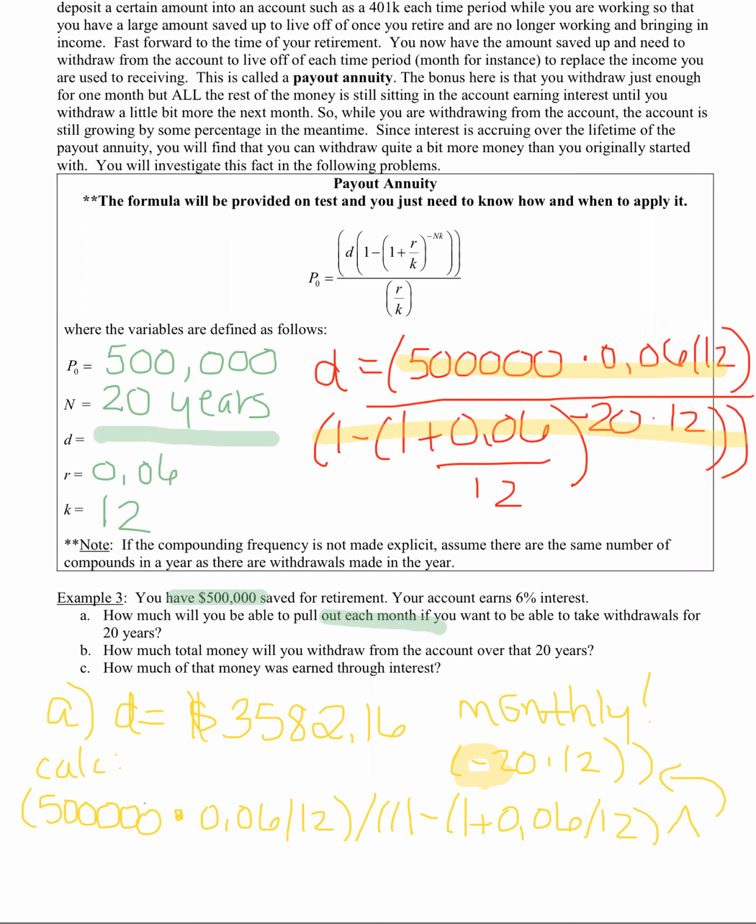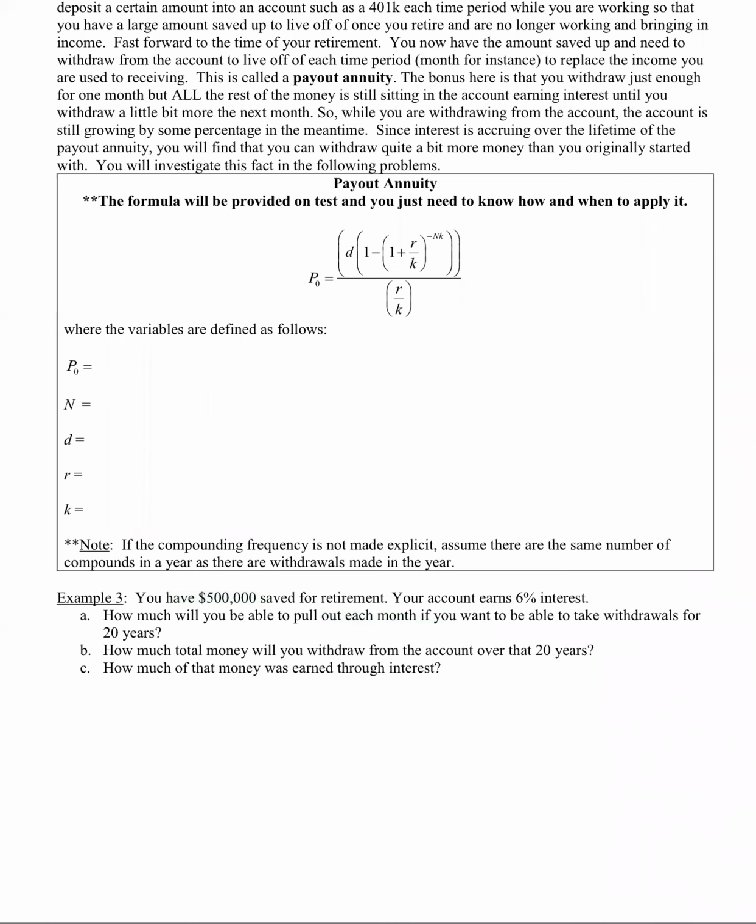All right, pause me because I'm about to clear. Okay, so for part A, we have that we're going to get to withdraw $3,582.16 monthly using this retirement plan.